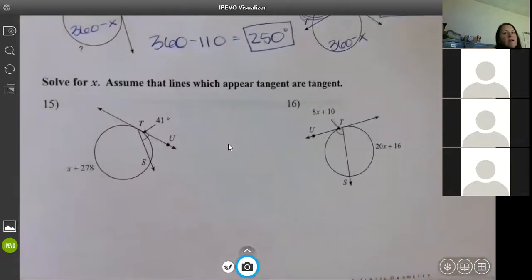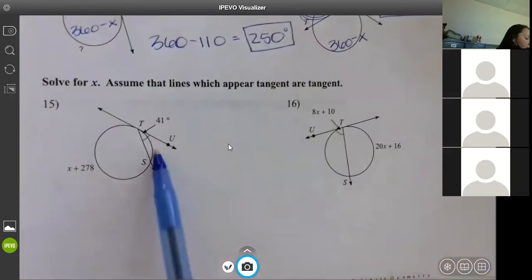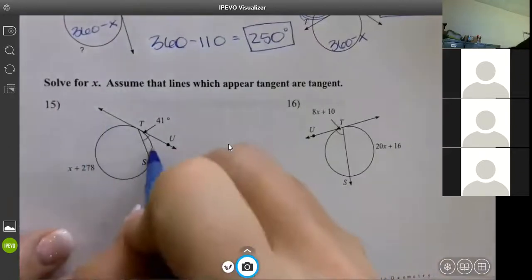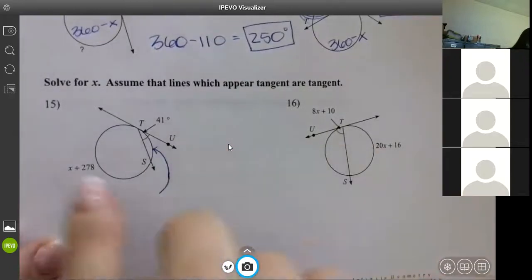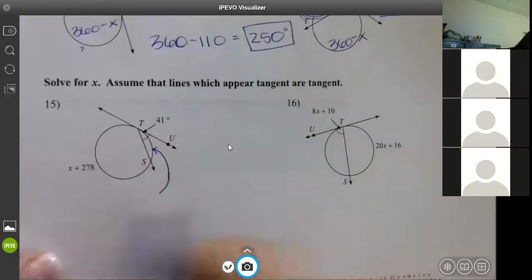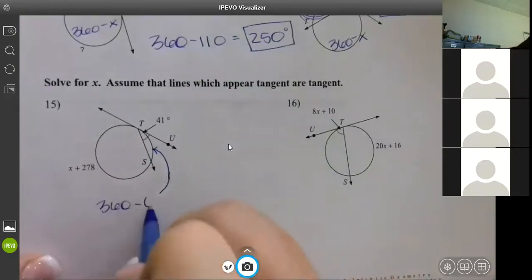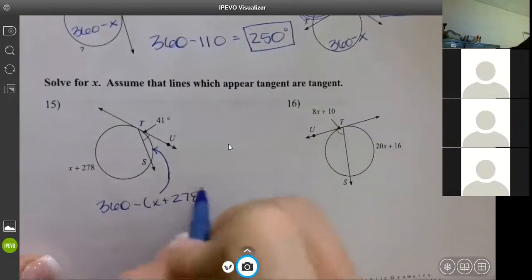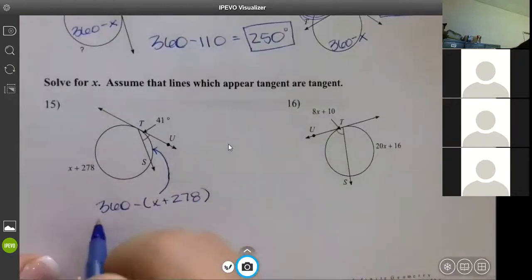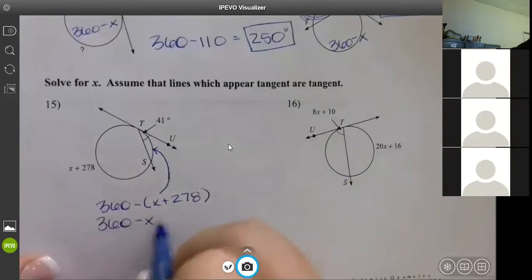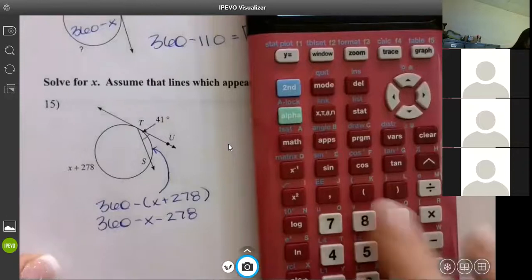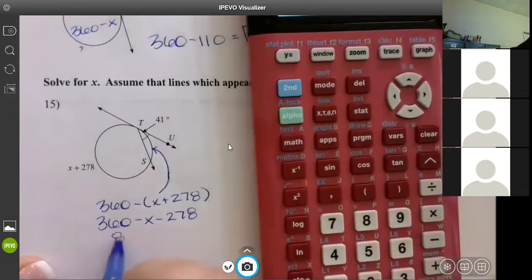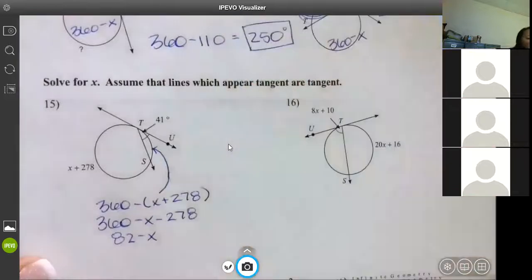All right. Solve for X, assume that the lines which appear tangent are tangent, same thing. So how do I get this little arc inside? I have the big one. How do I get the little one? 360 minus 278 plus X. Make sure that you put it in parentheses because you have to distribute that negative. So this is actually going to be 360 minus X minus 278. 360 minus 278 is 82 minus X. So that arc is 82 minus X.